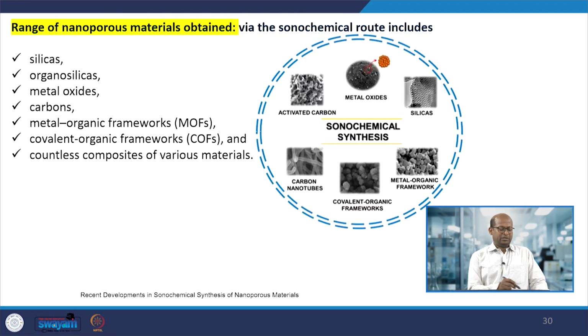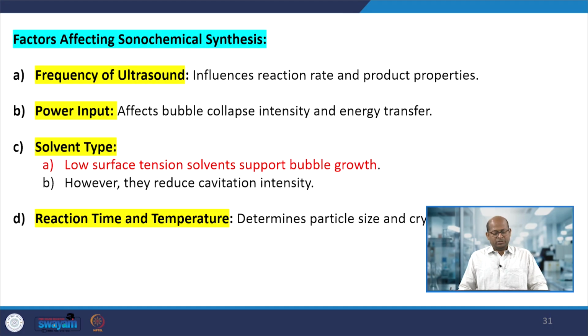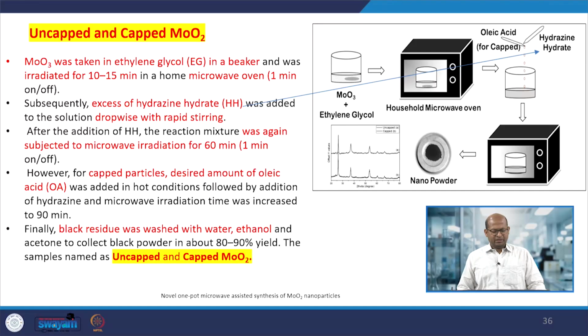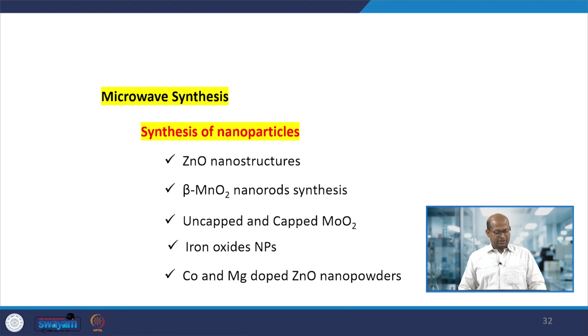Apart from that, there are some other materials we can synthesize using this particular sonochemical method or sonochemical routes. So, activated carbon, silica, organometallics, MOFs, COPs, everything we can prepare, many materials we can prepare. Okay, so there are some other materials also that we can prepare, here a few examples are there.